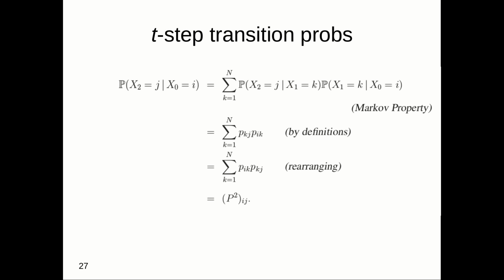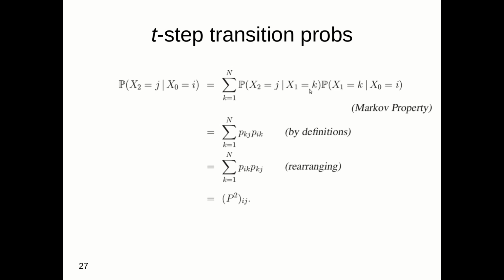Well, we will use our Markov property. This tells us that the transition from state k at time 1 to state j at time 2 is independent of the transition from state i to state k. So basically we're saying that those are independent. We're multiplying those two probabilities with each other. So this explains the multiplication.